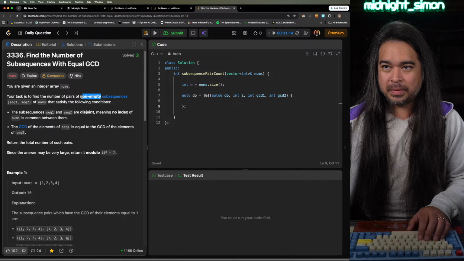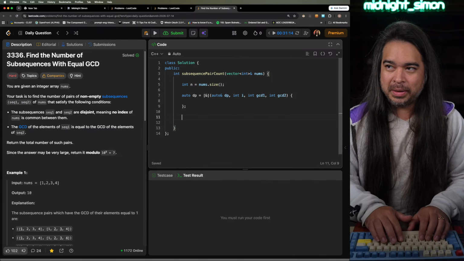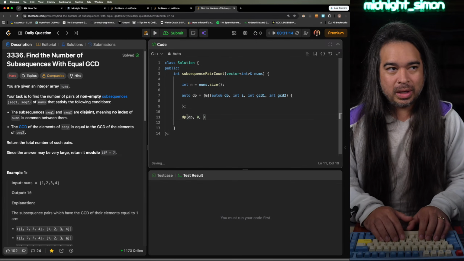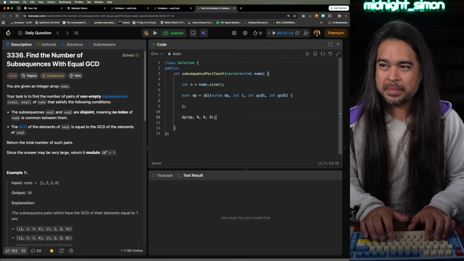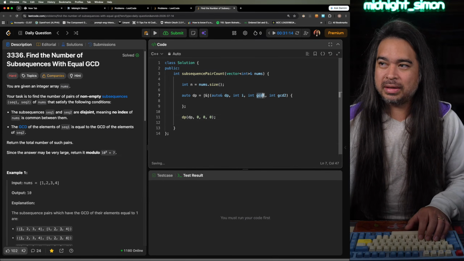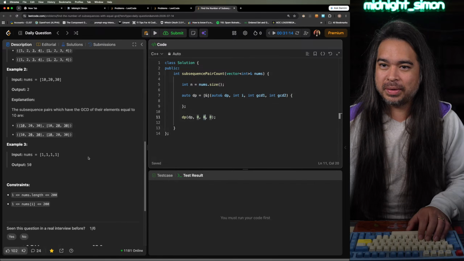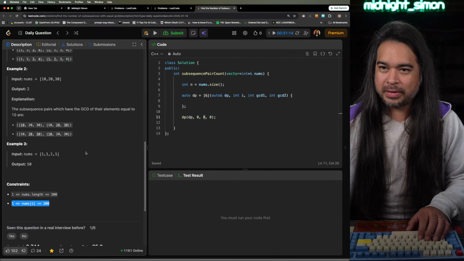Non-empty, yeah, non-empty subsequences. So I'm thinking do some DP, and I call it like this. Start at index 0, and then GCD starts at what? Should I have it at 0 as well? Because the worst GCD could be, or the lowest could be, is like 1, right? I think so. So if we start at 0, that means nothing is selected.